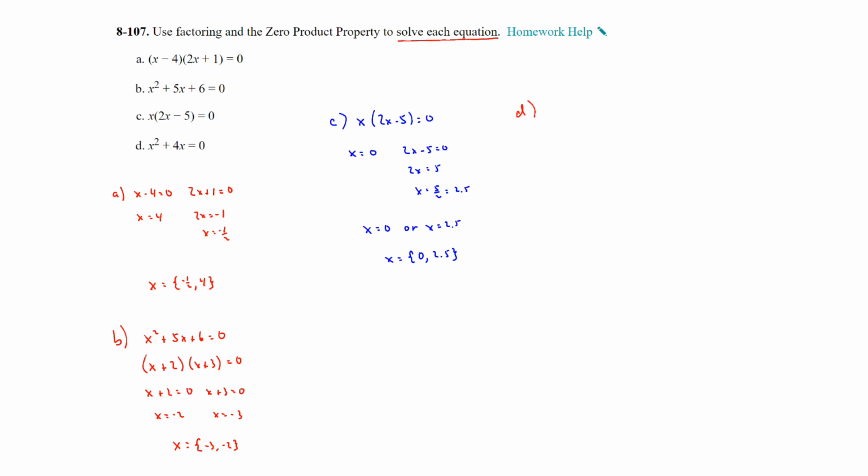Alright, and the last one, D. Now D, we are missing our constant. So you could use the generic rectangle, or if you look, you notice that we can use the distributive property to factor a common factor out of x. And now it's similar to C, where we have x equals 0 and x plus 4 equals 0. So our solutions are x equals 0 or x equals negative 4. So you can write it like that, or we can write it as x equals negative 4, 0.